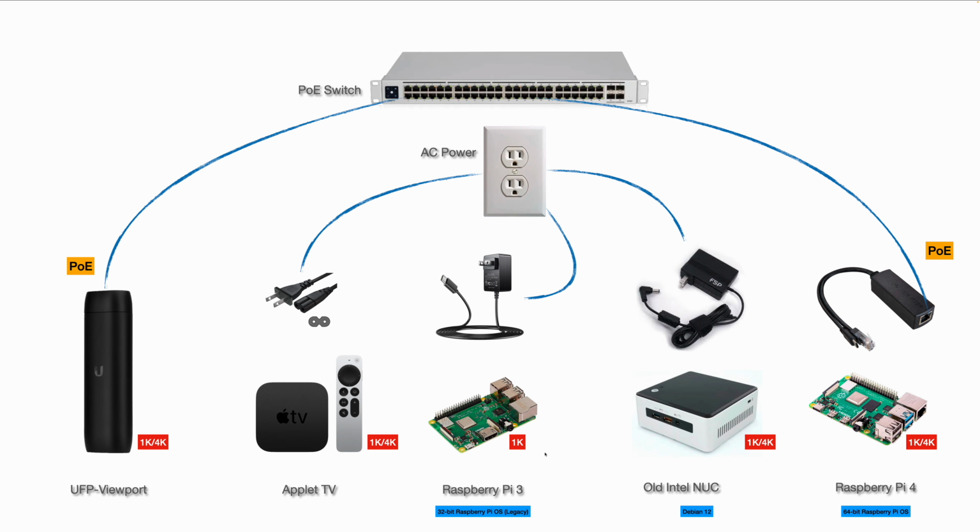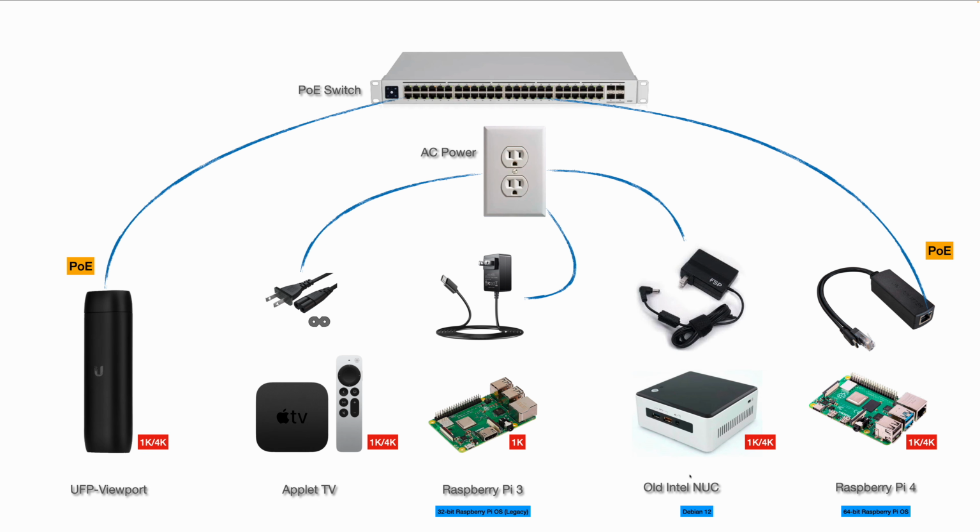And for the Raspberry Pi 3, it only supports 1K and it's not usable, it's too weak. For Raspberry Pi 4, in 4K mode, it simply doesn't work. In 1K mode, it's struggling. And for the old Intel MiniPC, it only works perfectly in 1K mode. If we switch to 4K, it's too weak to support it.